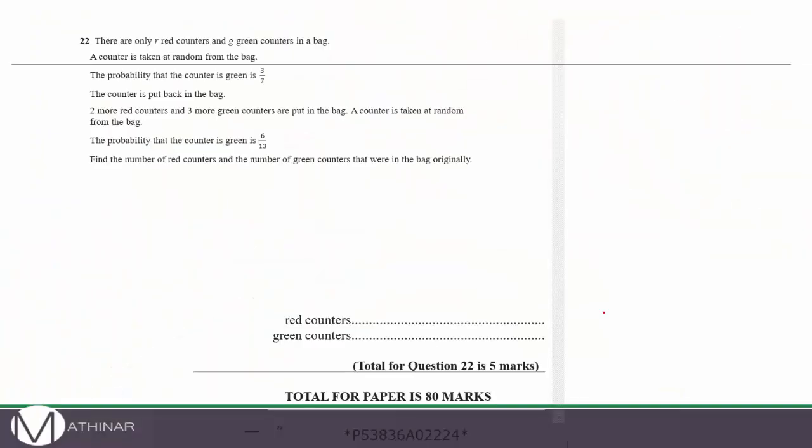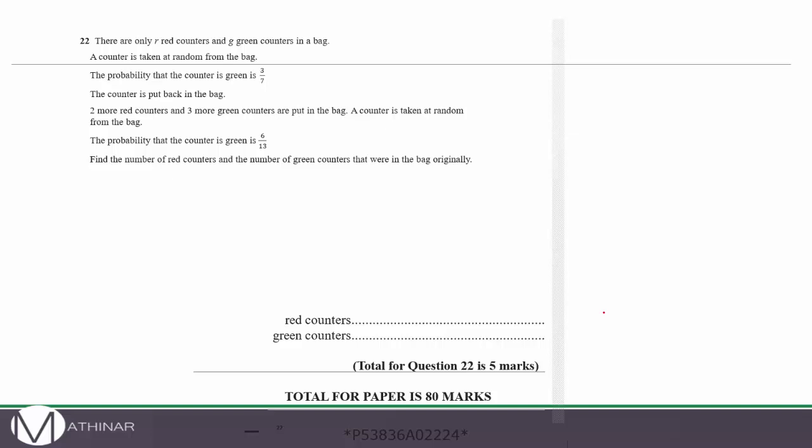Question number 22. This is the final question in the paper. There are R red counters and G green counters in a bag. A counter is taken at random. The probability that the counter is green is 3/7, and the counter is put back into the bag. Then 2 more red counters and 3 more green counters are put into the bag, and then a counter is taken from the bag. The probability of a green is now 6/13. Find the number of red and the number of green originally.